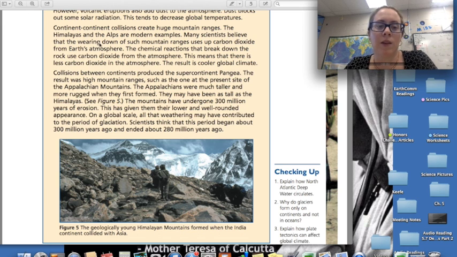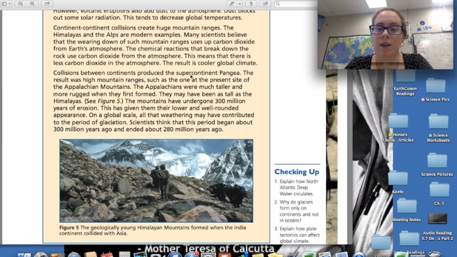Many scientists believe that the wearing down of such mountain ranges uses up carbon dioxide from Earth's atmosphere. The chemical reactions that break down the rock use carbon dioxide from the atmosphere. This means that there is less carbon dioxide in the atmosphere. The result is cooler global climate.